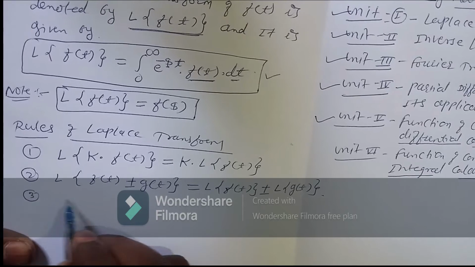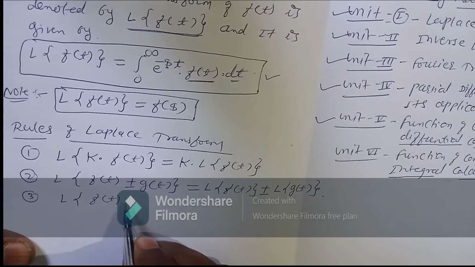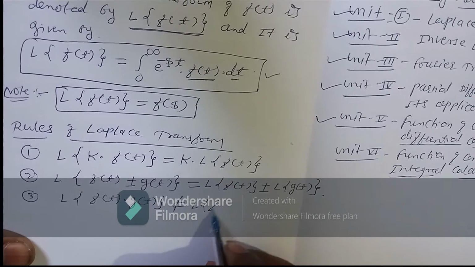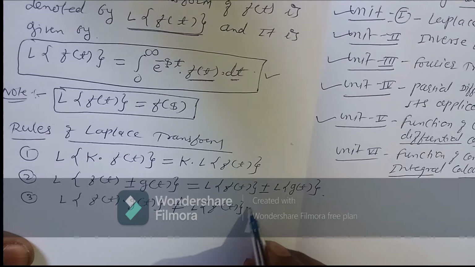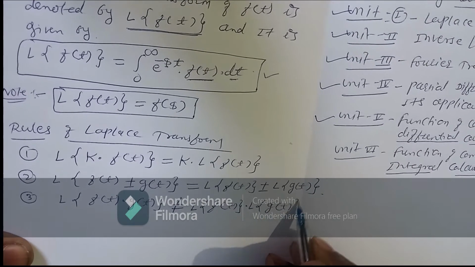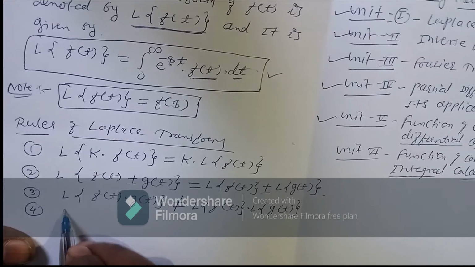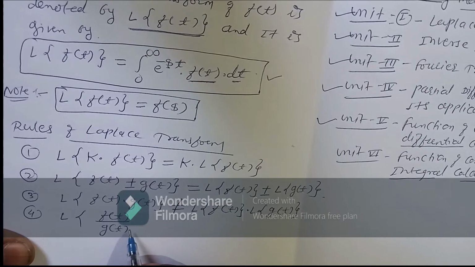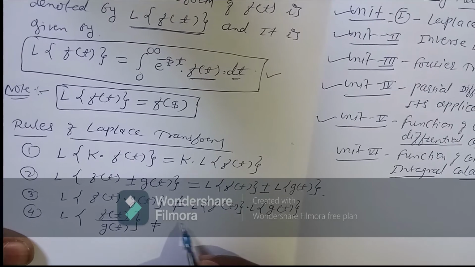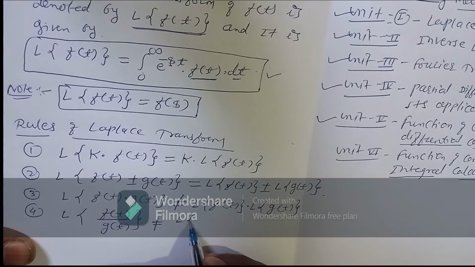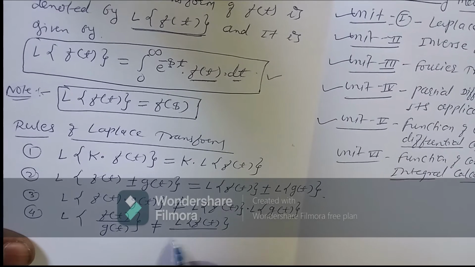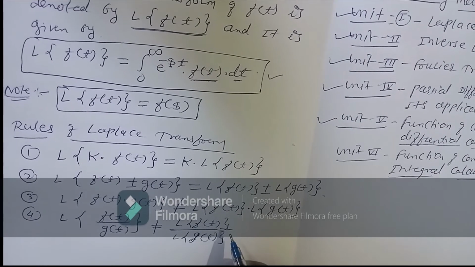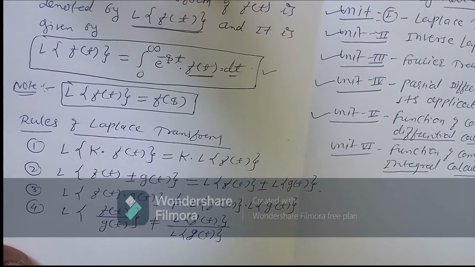But remember, Laplace transform of f of t into g of t is not equal to Laplace transform of f of t into Laplace transform of g of t. This is wrong, we cannot write this. Similarly, Laplace transform of f of t upon g of t also cannot be written as Laplace transform of f of t divided by Laplace transform of g of t. This is wrong. Okay, so you have to remember these rules for solving the numericals.